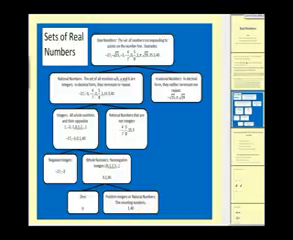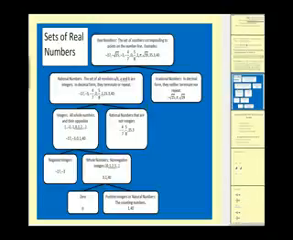So you may want to pause the video and look at this a little bit closer, but I think organizing it in a tree diagram is very helpful.